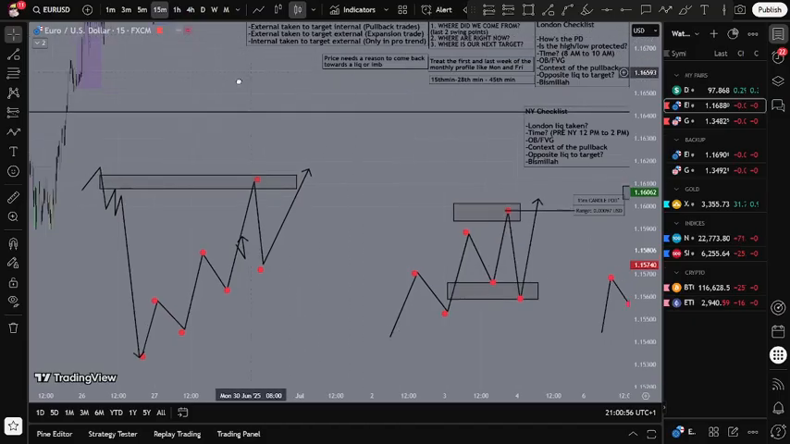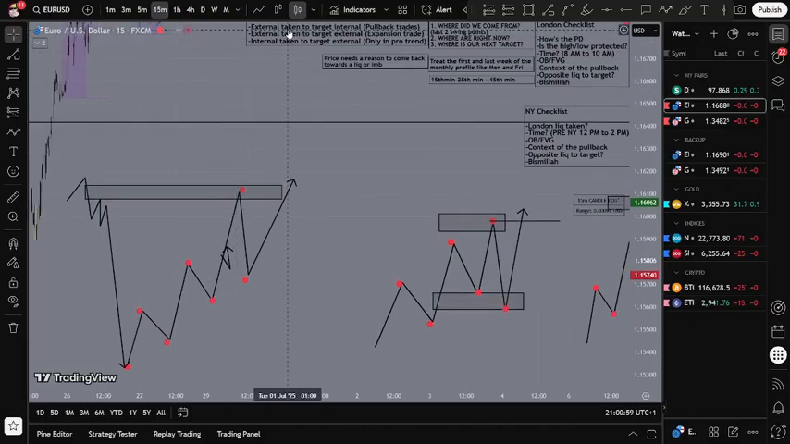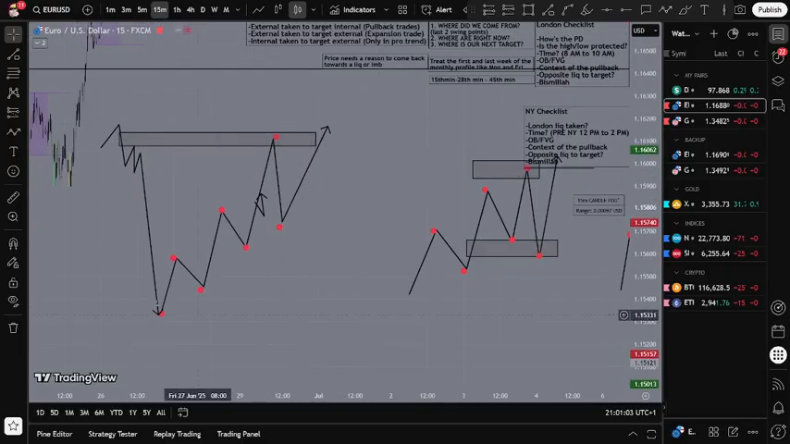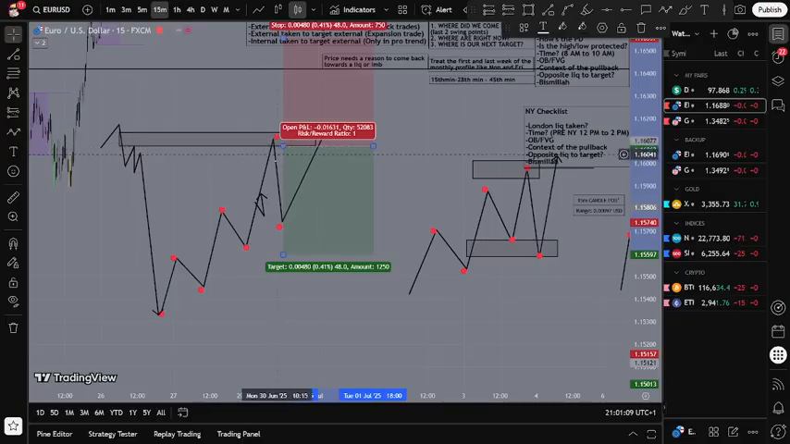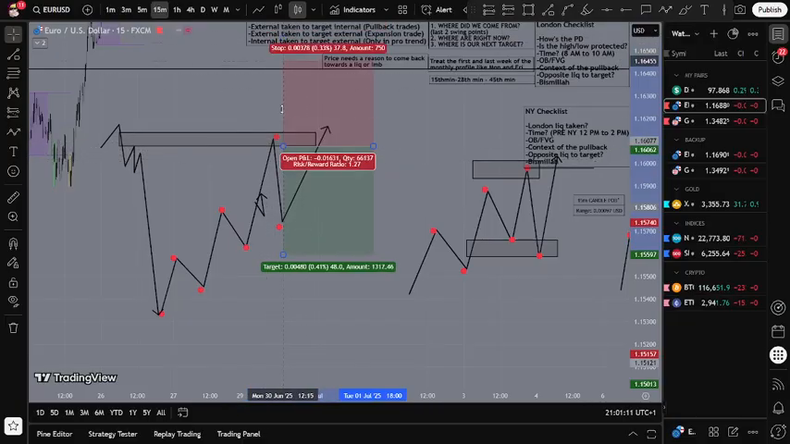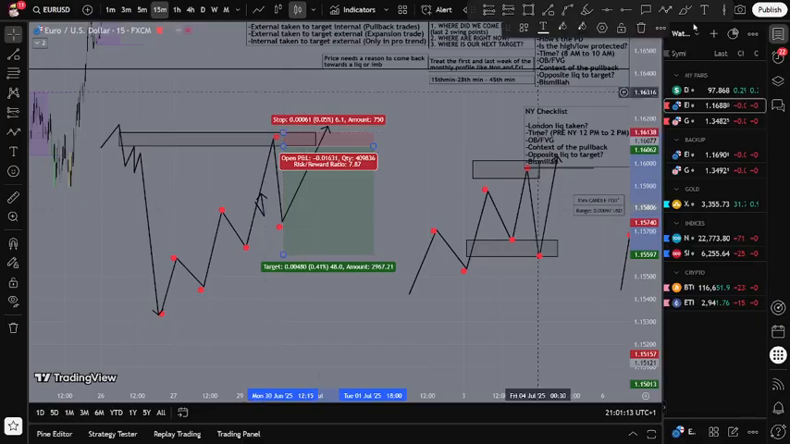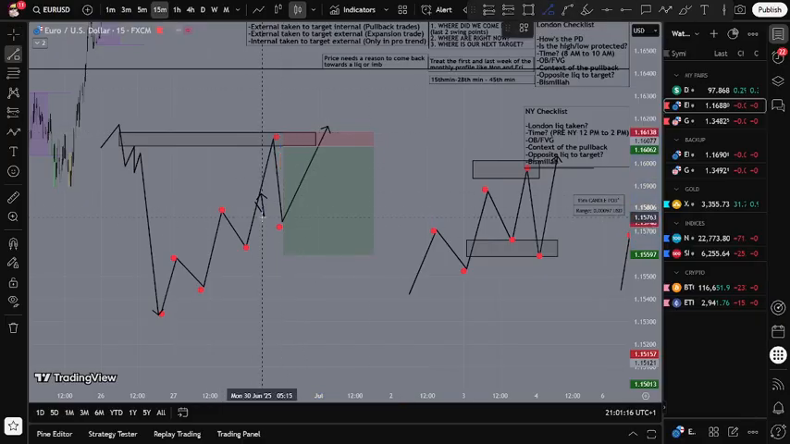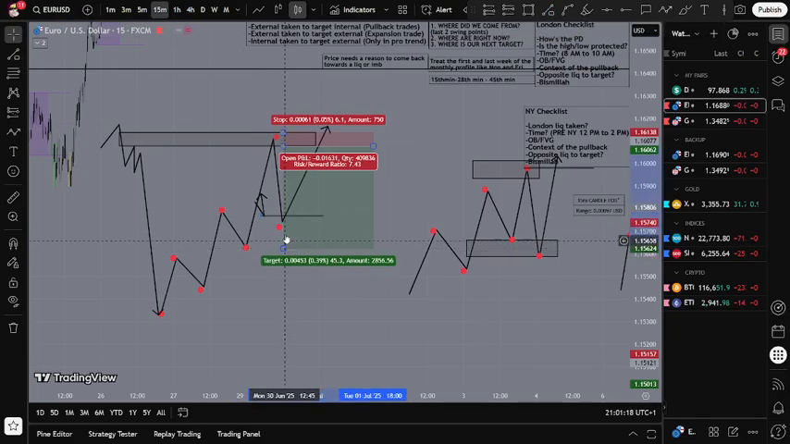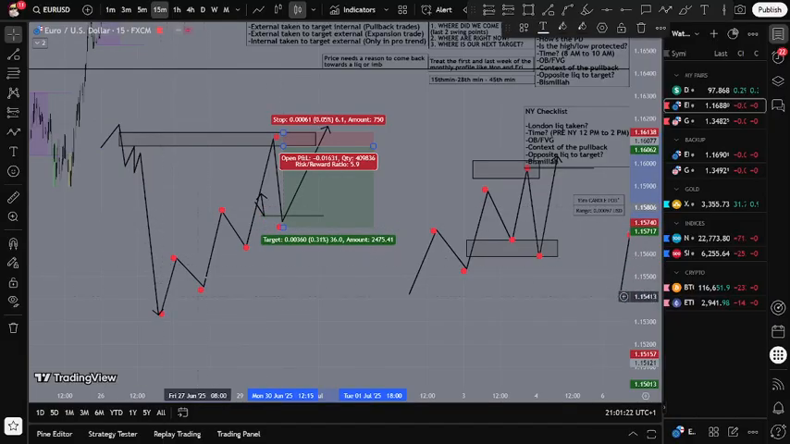So let's start with external taken to target internal pullback trades only. So basically this. We were expecting that price to go higher. That's why we're only going to do this on pullback. So let's say it gave you some entry model over here, and then you want to target only the internals over here, since we expected it to take it and then go higher. Also, these red dots are externals, and whatever is inside of it are internals.